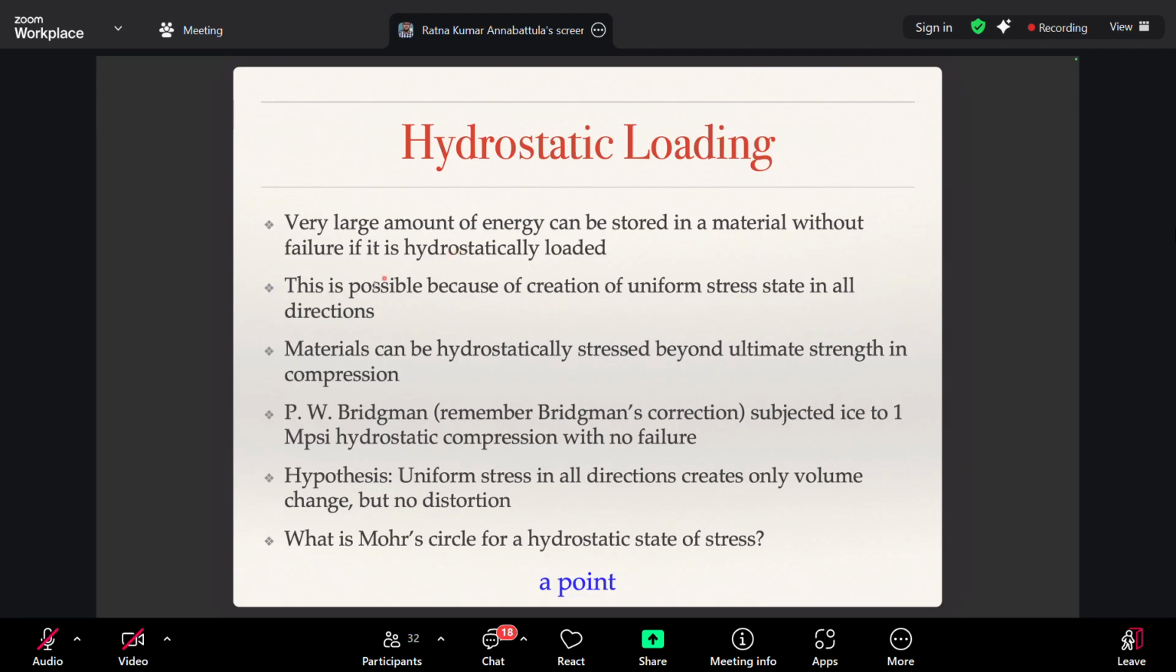So what Bridgman did was, he did a very interesting experiment where he subjected ice to 1 megapounds per square inch hydrostatic compression, and it did not fail. It is huge hydrostatic pressure. So the hypothesis is, if you are applying uniform stress in all 3 directions, that means it is a hydrostatic state of stress, only volume changes, there will be no distortion.